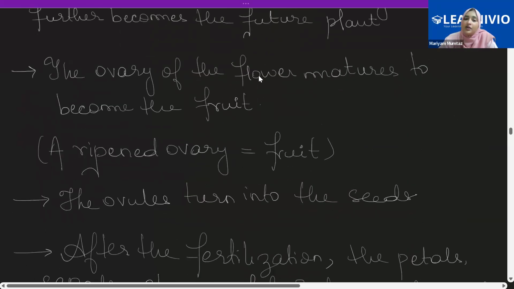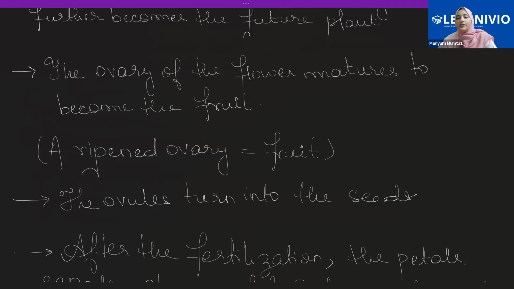Now remember the ovary, which was part of the female reproductive system of the flower? That ovary starts to mature after fertilization and becomes the fruit of the plant. So a ripened ovary is called the fruit. On the other hand, the ovules turn into the seed. So the seed is the fertilized ovule.